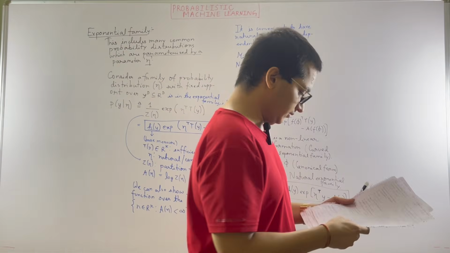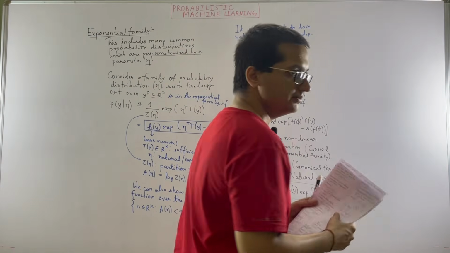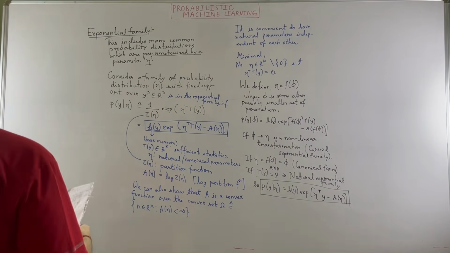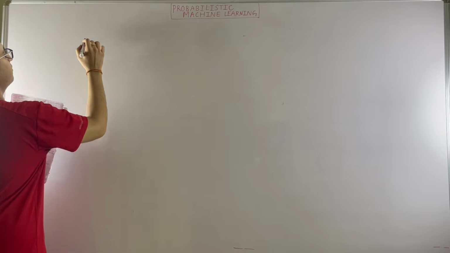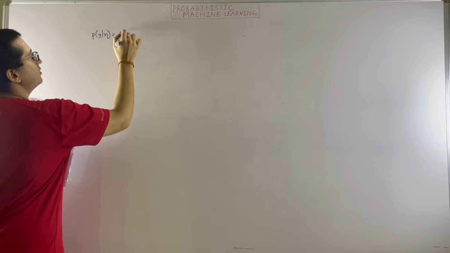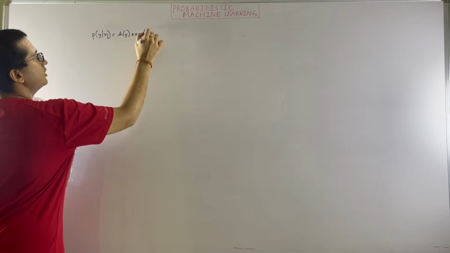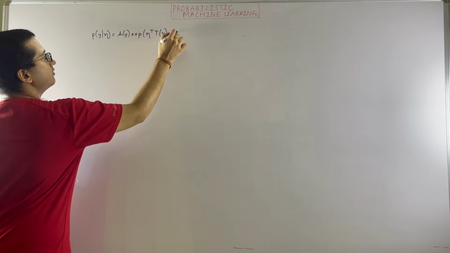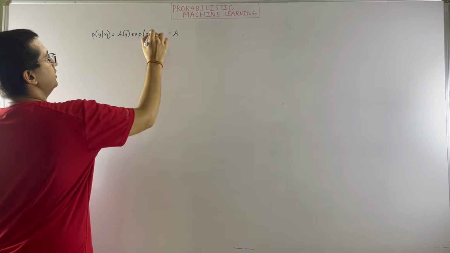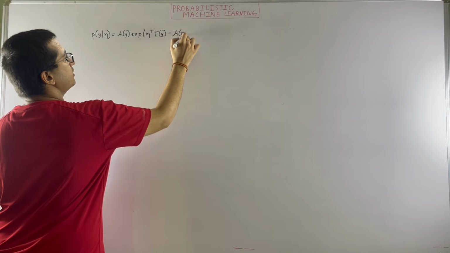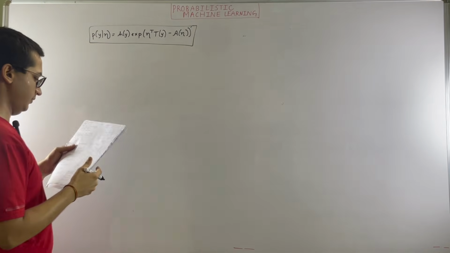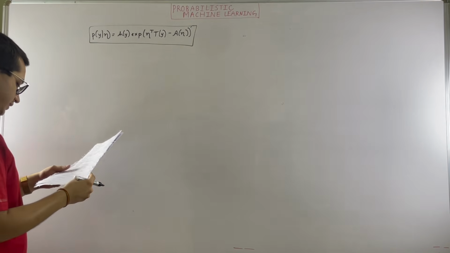All right, okay. So let's take an example. What is the first example we can take? We can take the case of our Bernoulli distribution. P of y given eta is equal to h of y exponential eta transpose t of y minus a of eta. All right, so let's write it down.